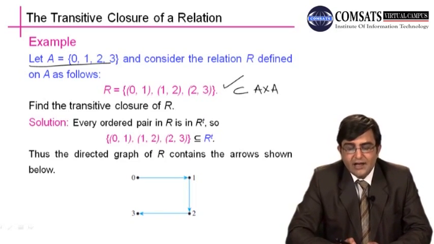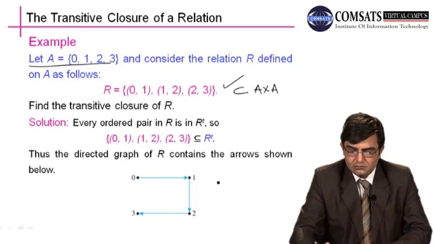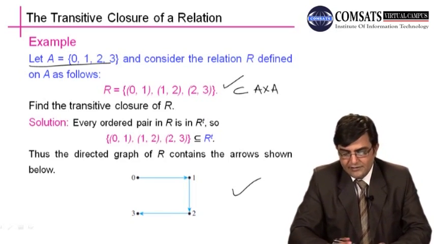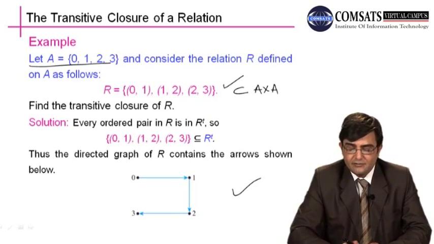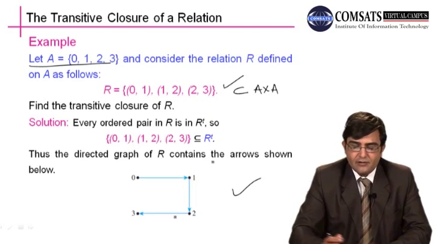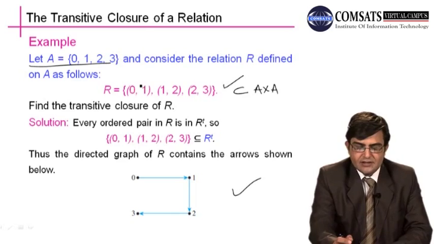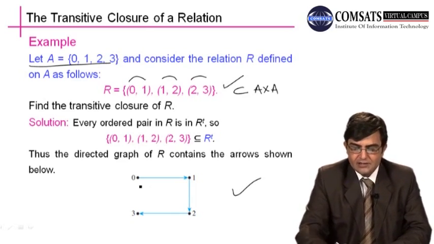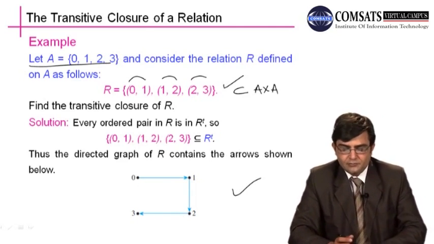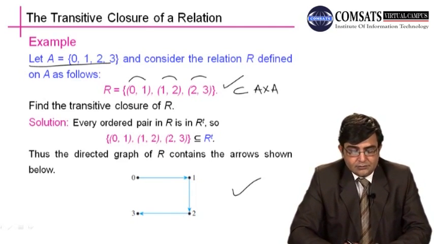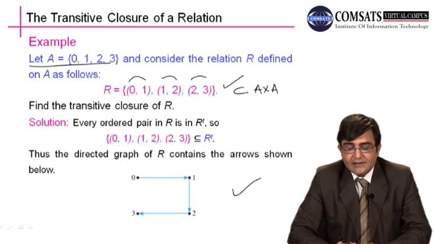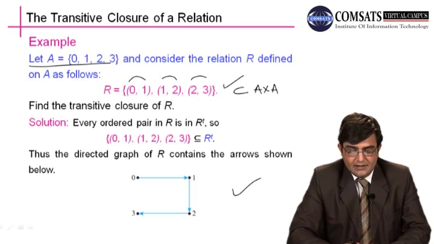Now, with the help of a diagram, a digraph, or directed graph, which we studied in the previous lecture. If we construct a directed graph of this relation, we can construct it like this: 0, 1, 2, 3. 0 is related to 1, 1 is related to 2, 2 is related to 3. So we have 3 arrows here. This is the directed graph of the given relation.